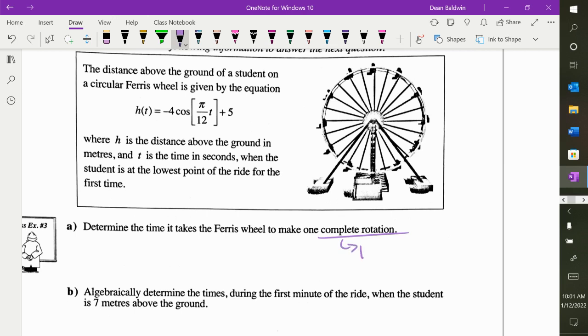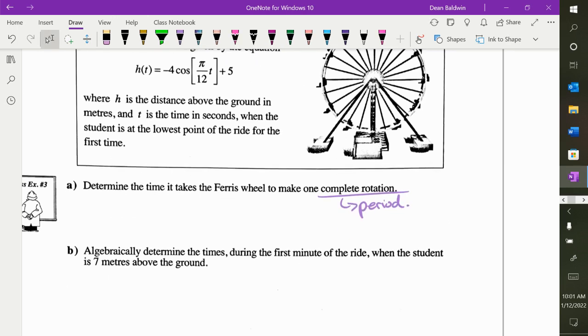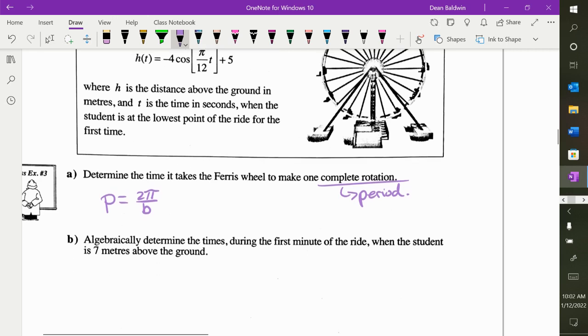So this is basically the period. What is the formula for a period of a cosine graph? 360 over b, except when we're dealing with these types of real world problems, time is not measured in degrees, right? So we have to use rads. Period is equal to 2 pi over b. It has to be in rads, okay? So our b value, what's our b value? Pi over 12. So everybody knows how to divide fractions. So what's the period? 24 seconds to go all around once.